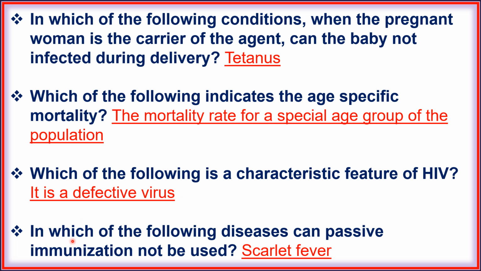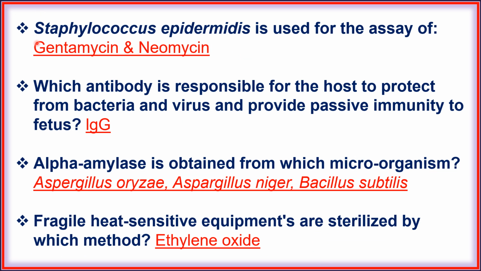Next, in which of the following disease can passive immunization not be used? Scarlet fever. Next, Staphylococcus epidermidis is used for the assay of Gentamycin and Neomycin. Next, which antibody is responsible for the host to protect from bacteria and virus and provide passive immunity to the fetus? That is immunoglobulin G.